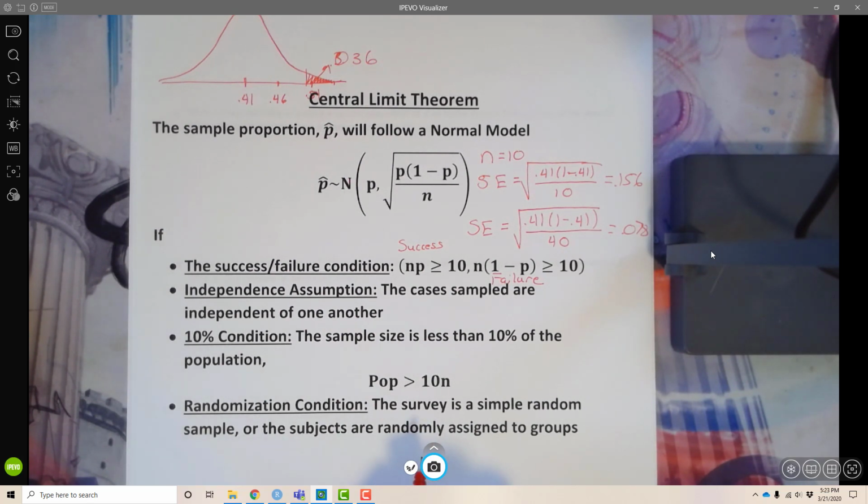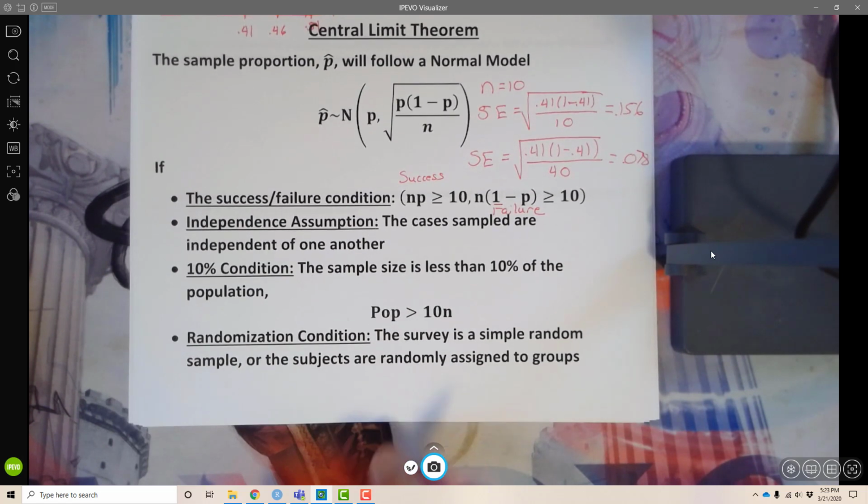Like if I didn't know how many UVM students there were, but if I went out and took a sample of 100 of them, I take 100, multiply by 10, get 1,000, and as long as I believe there are more than 1,000 UVM students, we meet our 10% condition.